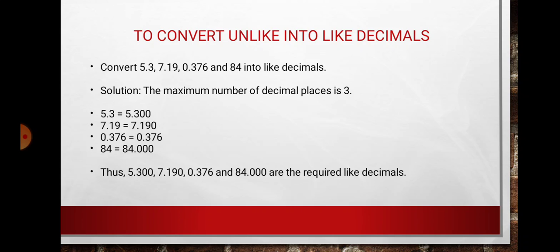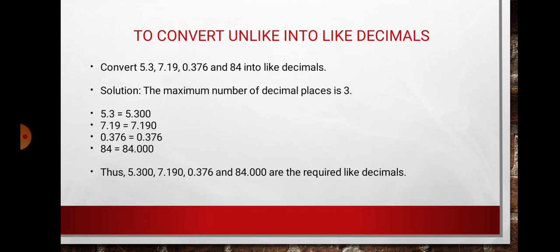Now we learn one more important result. If you add any number of zeros to the extreme right of the decimal part, it does not change the value. So 5.3, if you add two more zeros at the extreme right, does not change the value, and the decimal places will also be converted to 3. In the same way, you keep on adding zeros wherever necessary.